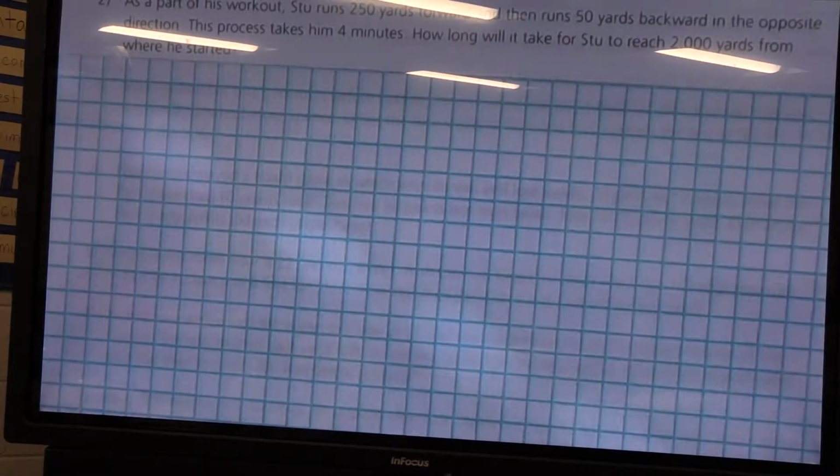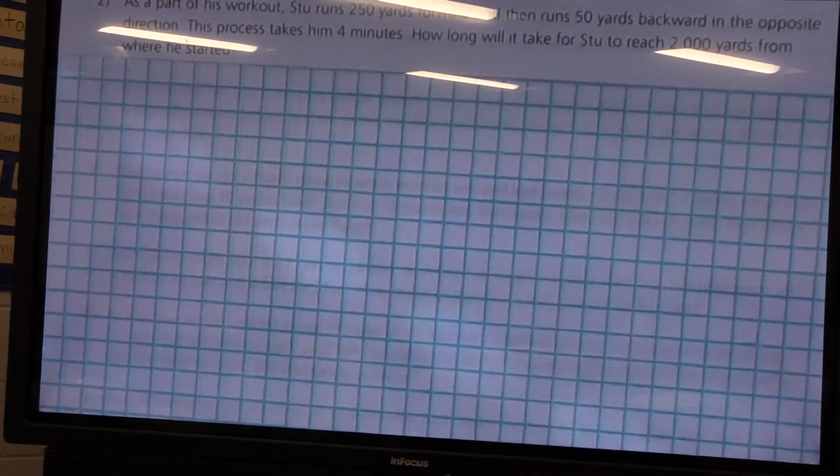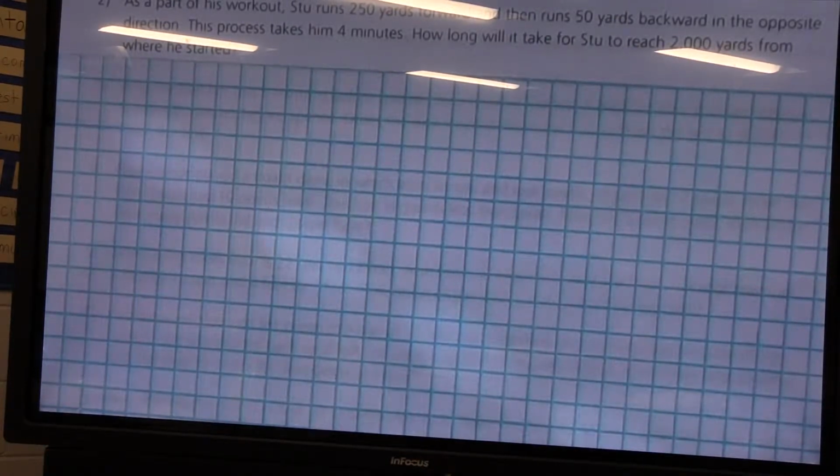As a part of his workout, Stu runs 250 yards forwards and then runs 50 yards backward in the opposite direction. The process takes him 4 minutes. How long will it take for Stu to reach 2,000 yards from where he started?